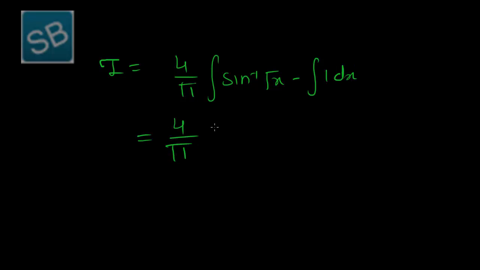Therefore, I is equal to 4 by pi integral sin inverse under root x dx minus integral 1 dx. That is 4 over pi integral sin inverse under root x minus x, since the integral of 1 dx is x plus c. Now we have to solve this part.